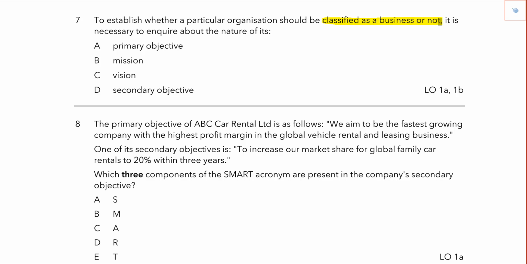Then if we have a look at the next question here, we get given a bit of information, and then we're asked which 3 components of the SMART acronym are present in the company's secondary objective. With this question, we've got 5 options listed there, and we've got to pick the 3 correct ones out of those 5. If we manage to identify all 3 correctly, we get given our 2 marks. If we only get 2 out of the 3 correct, however, we would get 0 marks. So there's no part marking with these questions.